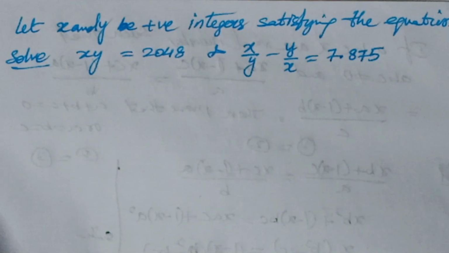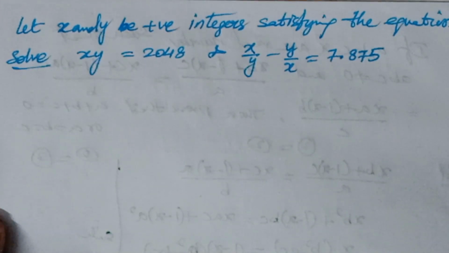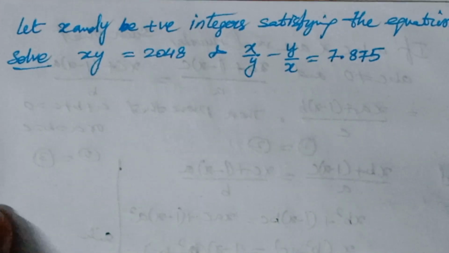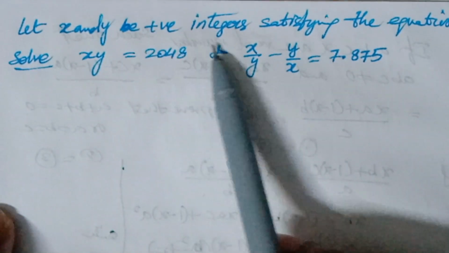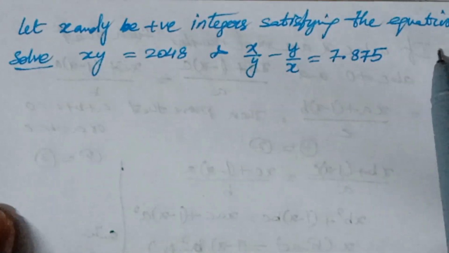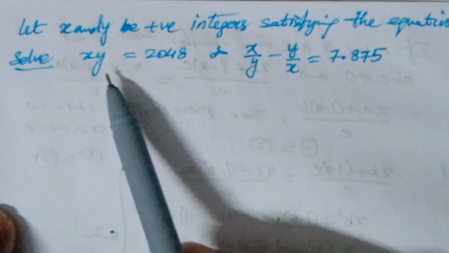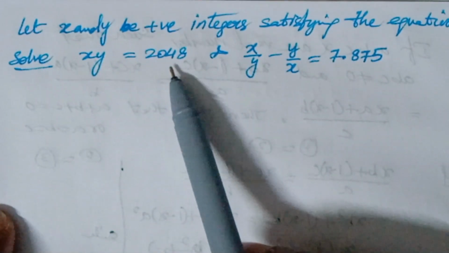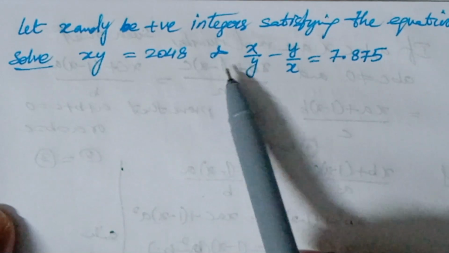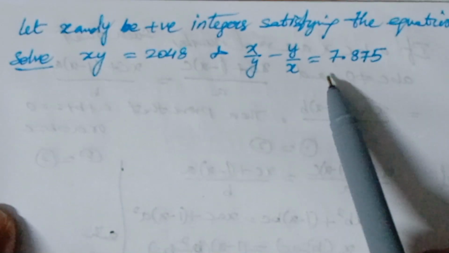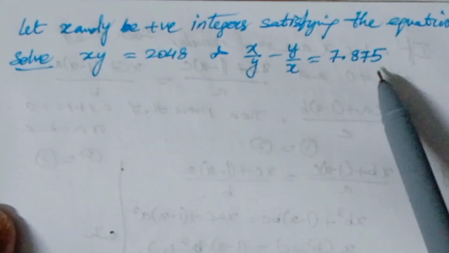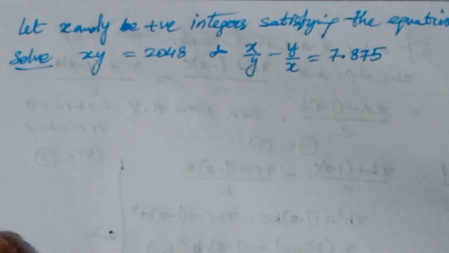Today we are having one question. Equations are there. So the question is, let x and y be positive integers satisfying the equation xy is equal to 2048 and x over y minus y over x is equal to 7.875. So we are going to solve this problem.